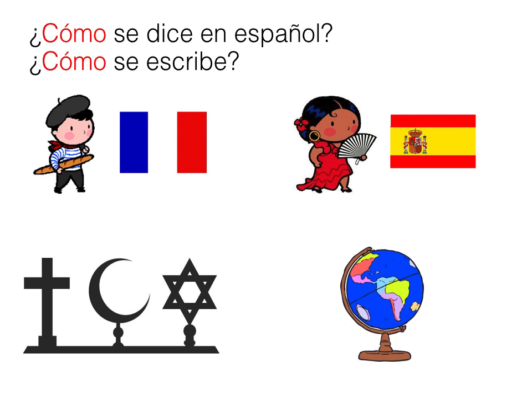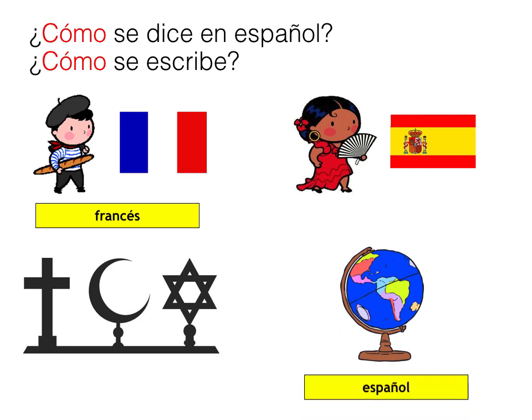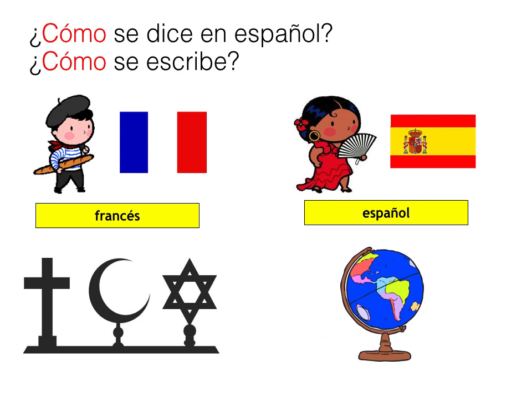¿Cómo se dice French en español? How do you say French in Spanish? Francés. Muy bien. Repetid, francés. Bien. ¿Cómo se dice Spanish en español? How do you say Spanish in Spanish? Español. Muy bien. Perfecto. ¿Cómo se dice RE o religion in Spanish? Religión. Repetid. Say after me. Religión.